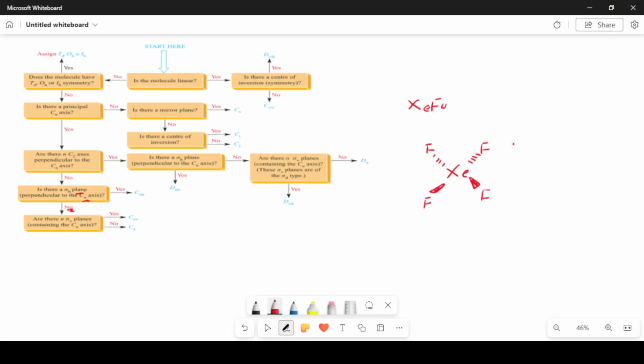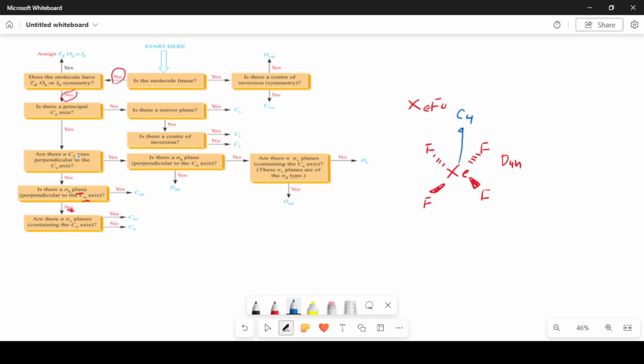Pero, bakit kaya D4h yung point group ng ating xenon tetrafluoride? Diba D4h to? So, let's determine by using this roadmap. Is the molecule linear? No, it's not linear. Does the molecule have Td or Oh symmetry? No, hindi rin. Is there a Cn principal axis? Yes. Meron tayong C4 dito na isa. And the C4 is our principal axis.